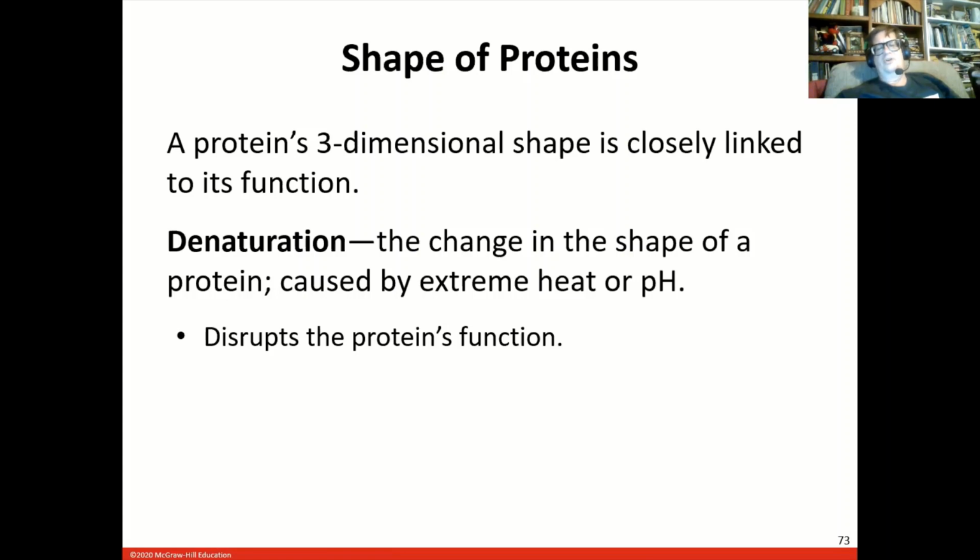It stops working. And you can denature a protein by putting it in something that is the wrong pH or the wrong salt concentration, or exposing it to extreme heat. Because when you heat it up, you're going to break the bonds and it will unwind, and that's a change of shape, and then it doesn't work anymore.